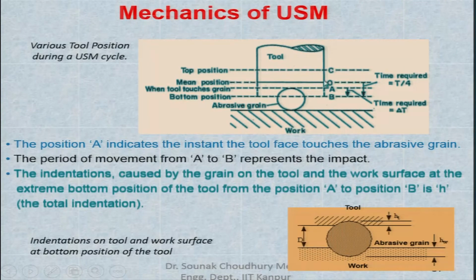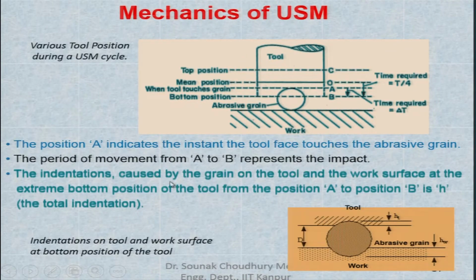Now, position A indicates the instant the tool face touches the abrasive grain. The period of movement from A to B is where the tool moves along with the grain, and by that you understand there will already be a fracture. First it comes and touches that grain, then it moves from A to B, so the grain will also move. This represents the impact from A to B when the tool is moving along with the abrasive grain. Then it will have an impact.